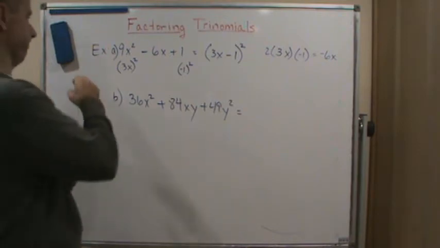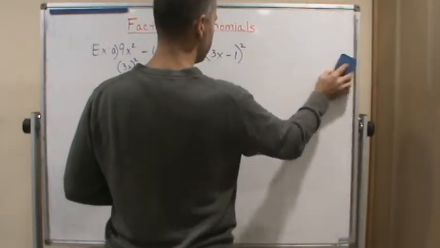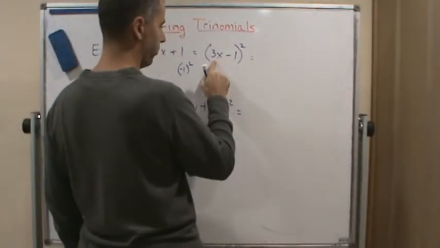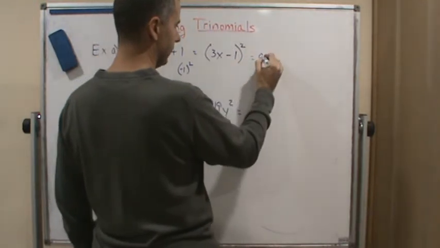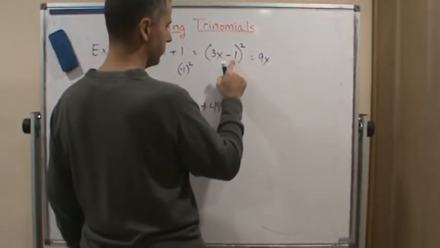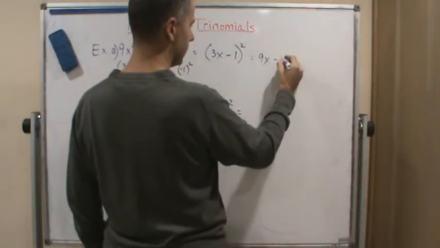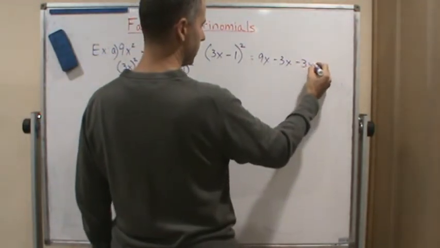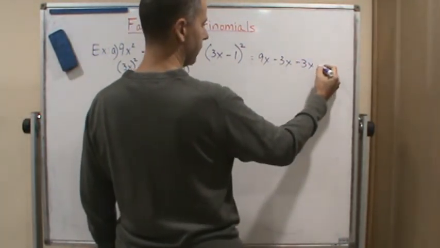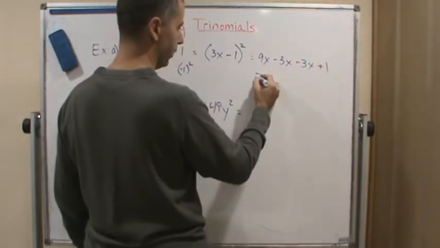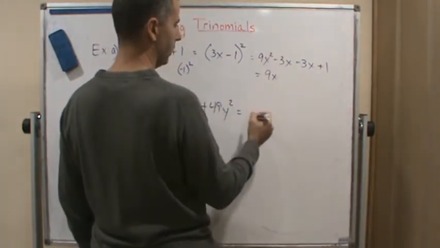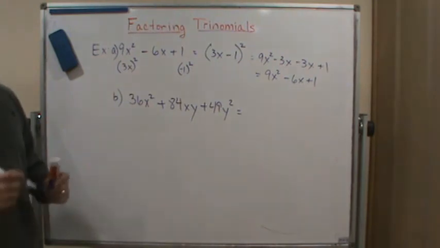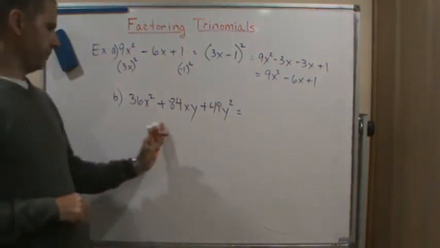But let's double check. Because just because that works out doesn't necessarily mean it will. So let's FOIL this out. So 3x times 3x is 9x squared. 3x times negative 1 is minus 3x, times another minus 3x, and then negative 1 squared is positive 1, which gives us 9x squared minus 6x plus 1, which is what we had. So it worked.